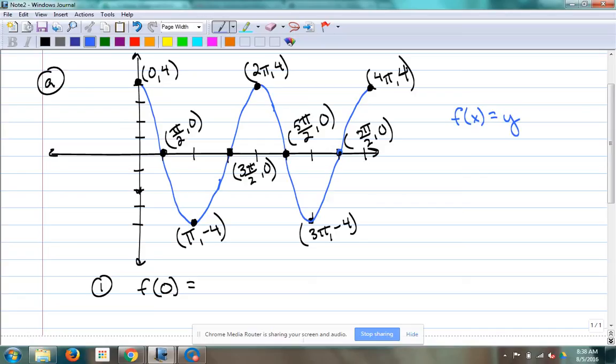So when we look at our graph that we got, x is 0. That would be here. Go to the origin. Look for where it's crossing the y-axis. It's 4. So f of 0 would be 4.